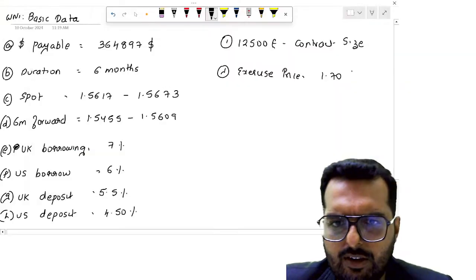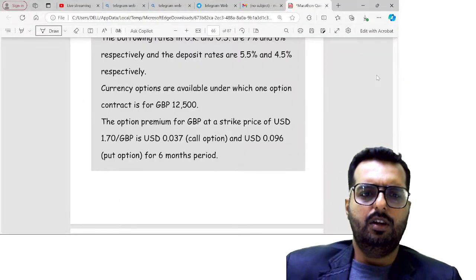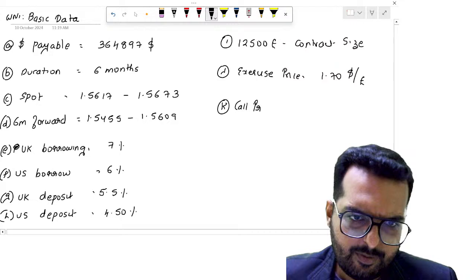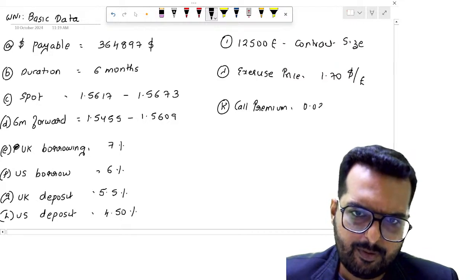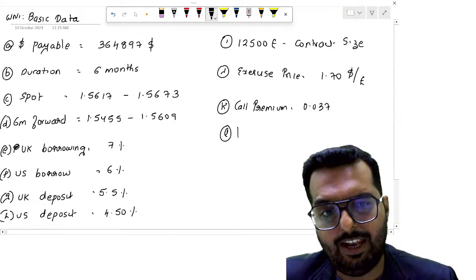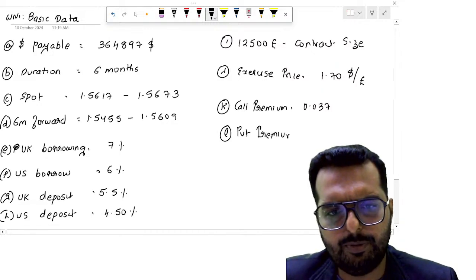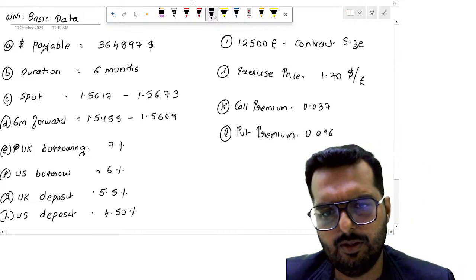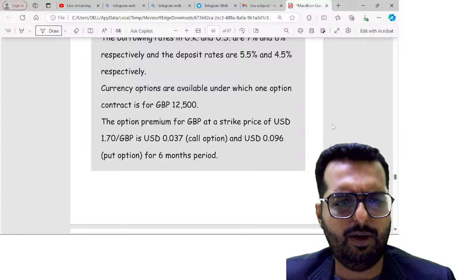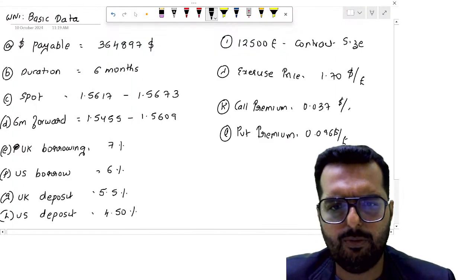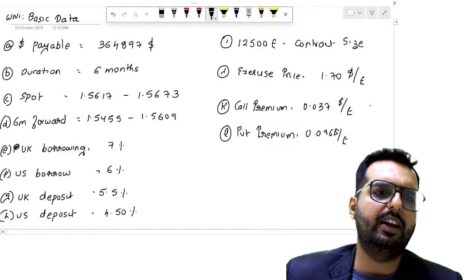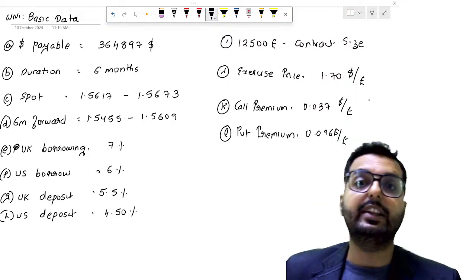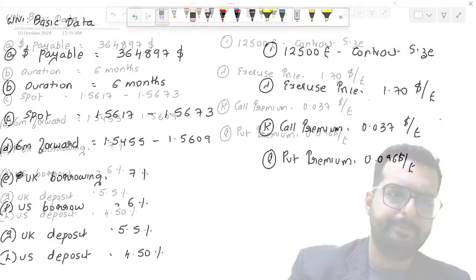That is $1.7 per pound. Call premium 0.037, and then the put premium. How much is the put premium? Everyone tell me. 0.096. Right? That's also dollar per pound only. All these things are dollar per pound. Come on, friends. Write down the basic data and understand the question thoroughly. Then we'll solve it using forward, money market hedging, and finally we'll do it using currency options.